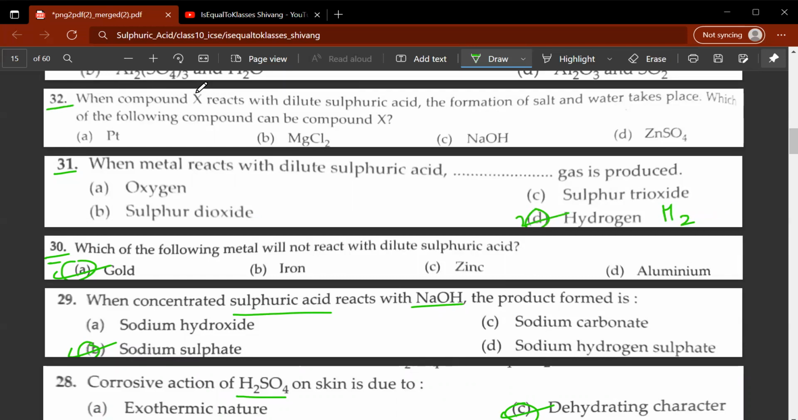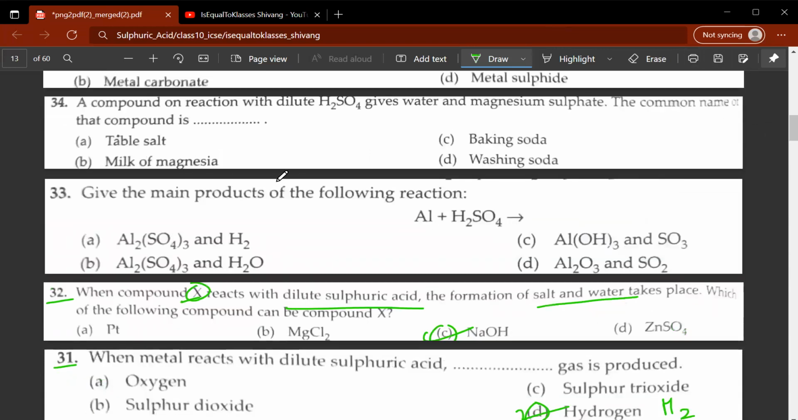32nd question, when compound X reacts with dilute sulfuric acid, the formation of salt and water takes place. Okay, so this is a neutralization reaction. Dilute sulfuric acid is an acid, so the compound X should be a base. Which of the following compound can be compound X? So this would be C, NaOH. Now this is a strong base, so C would be the correct answer. Give the main products of the following reaction, Al plus H2SO4. So this would of course be Al2(SO4)3 and H2. This is a simple displacement reaction.